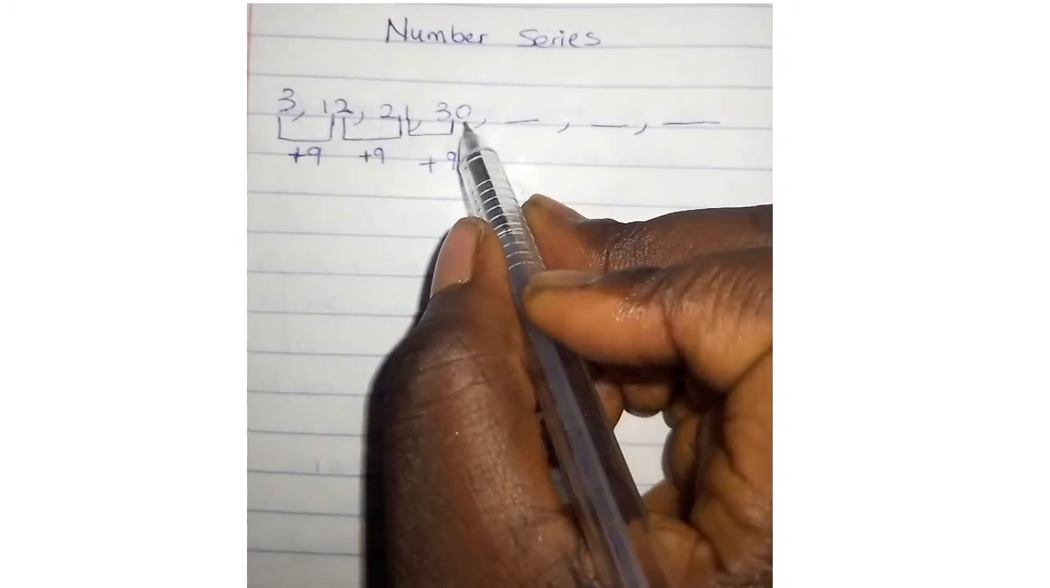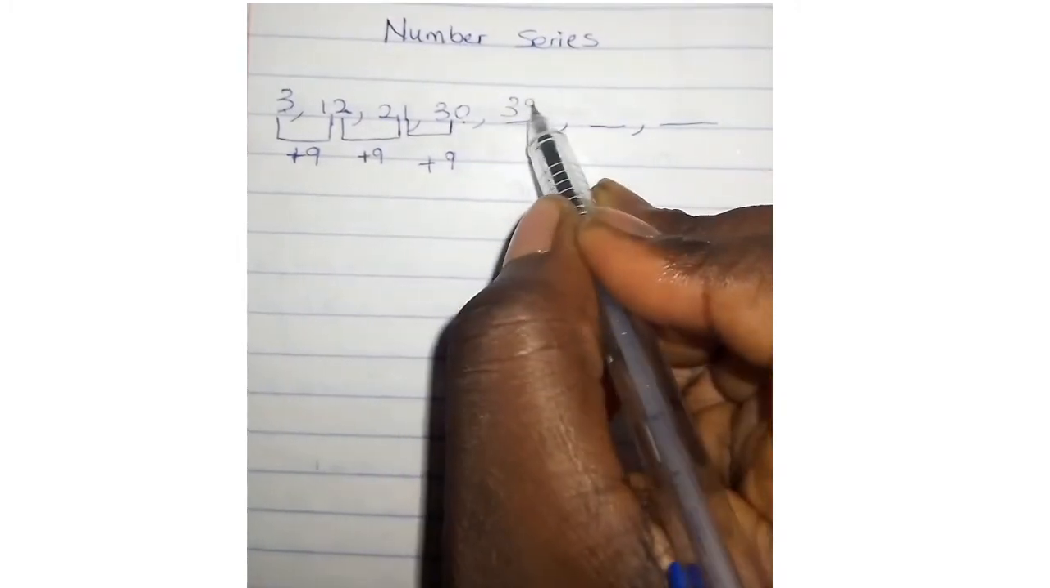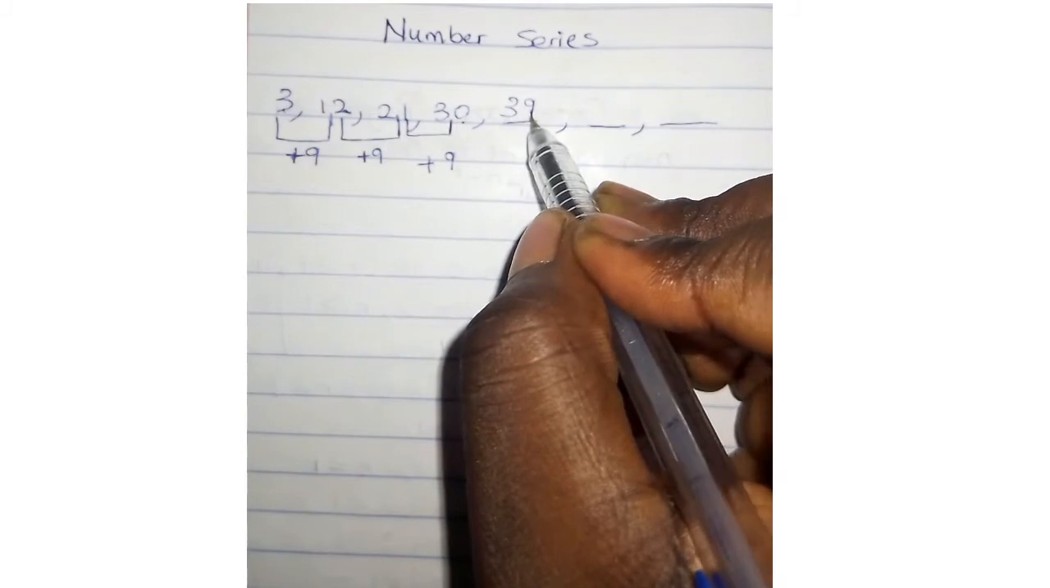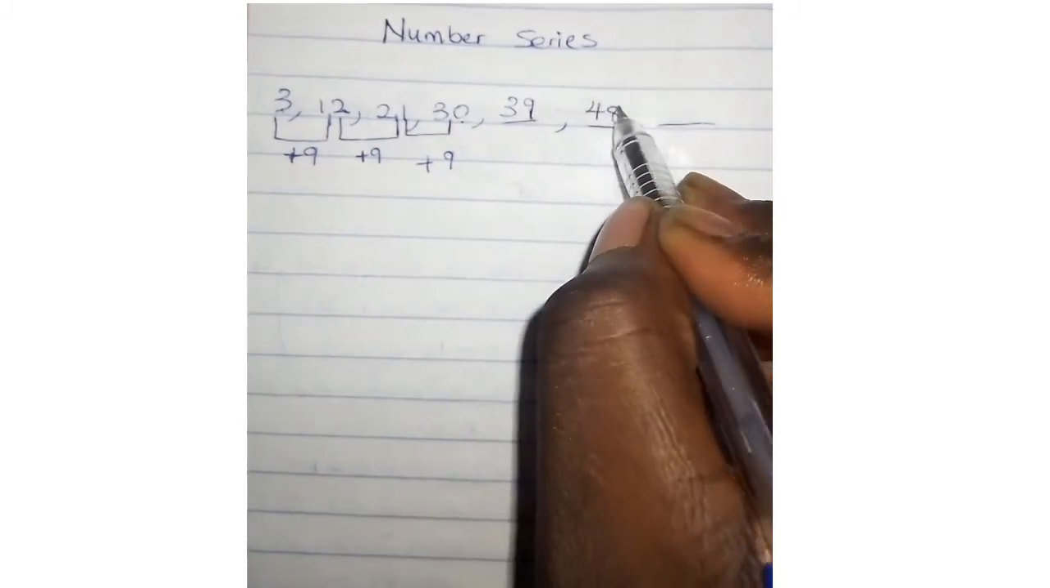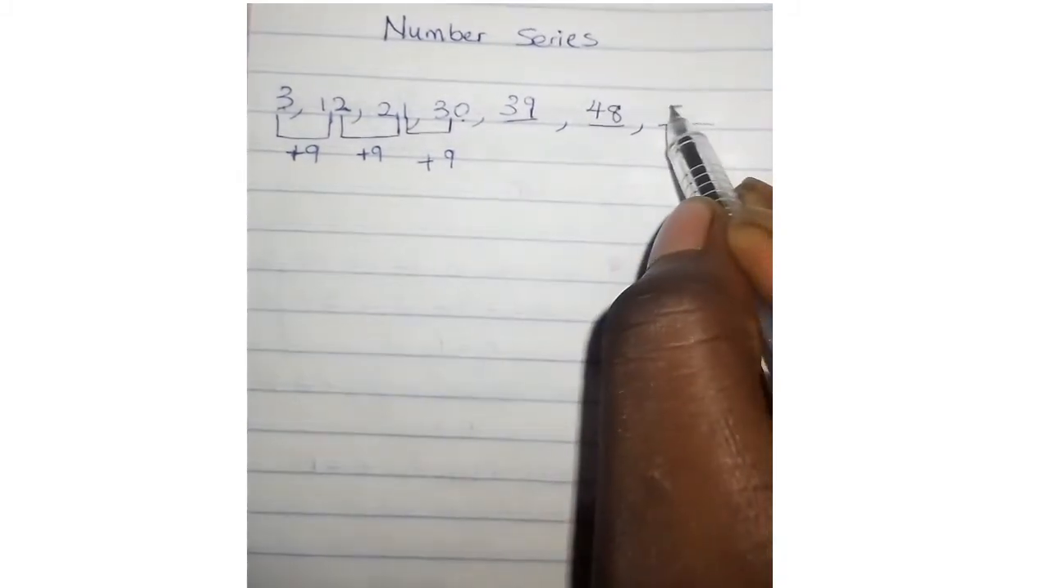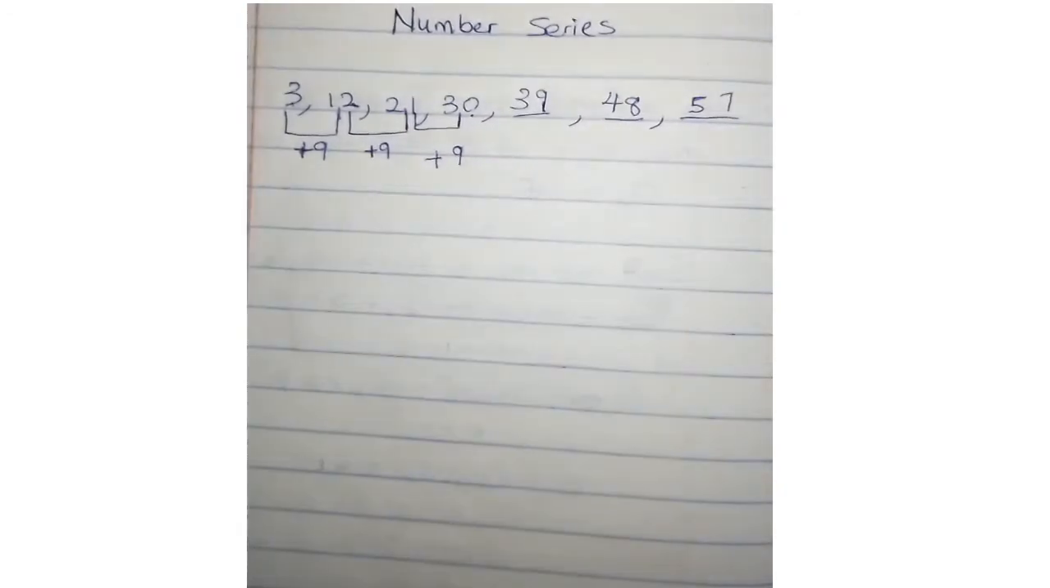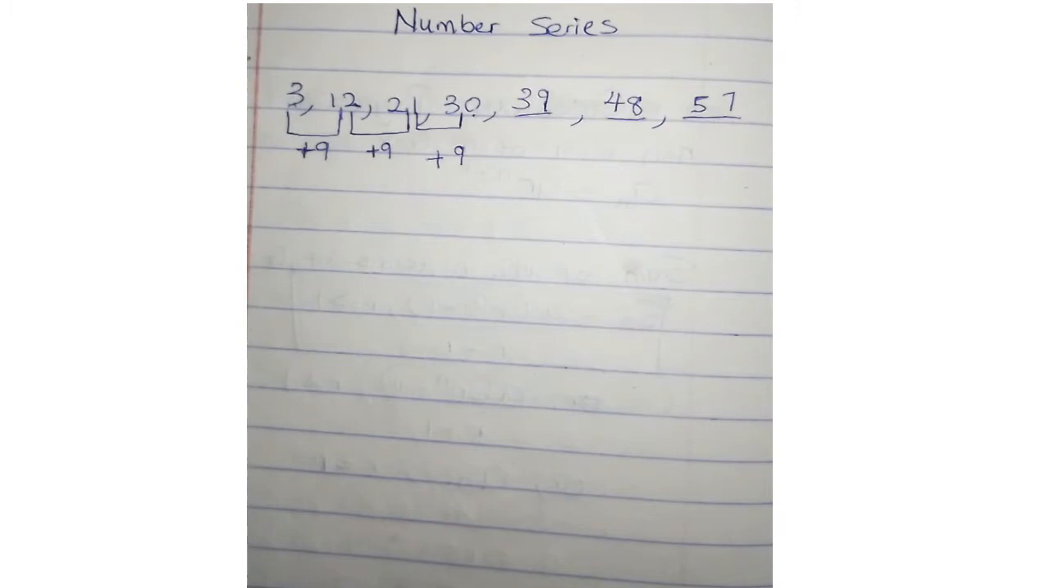When 9 is added to 30, we're going to have 39. When 9 is added to 39, we're going to have 48. And when 9 is added to 48, we're going to have 57. So it's as easy and simple as this. Alright, taking another example right away.